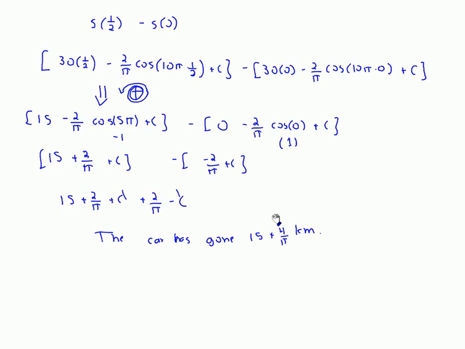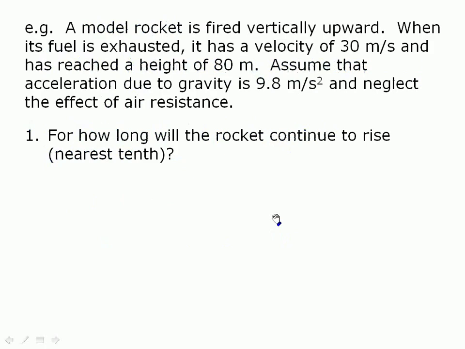Now let's go on to the next one. These are probably more normal questions because they're given vertical up and down ones. We've done lots of these before, just the different direction. So we got this rocket being fired vertically upwards, okay. Its fuel is exhausted, it has a specific velocity, and then it reaches this height and has reached this height.